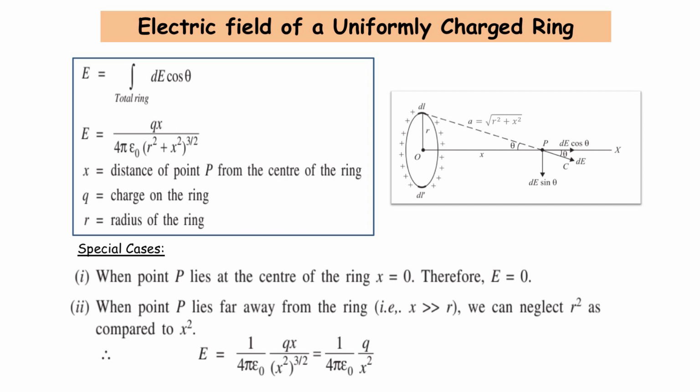Case 2 is when point P lies far away from the ring, that is x is much greater than the radius of the ring r, and we can neglect r square as compared to x square. There the electric field E is equal to 1 upon 4 pi epsilon naught times q x upon x square to the power 3 by 2. So, we get E is equal to 1 upon 4 pi epsilon naught q by x square, and this is the expression for electric field intensity due to a point charge.